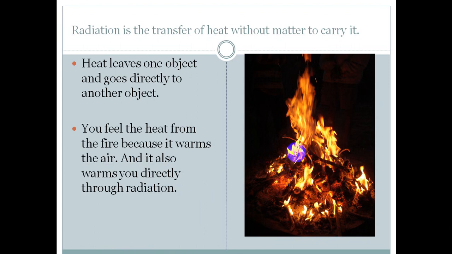You feel the heat from the fire because it warms the air. Is it radiation? No, it's not radiation like this, it's convection. And it also warms you directly through radiation. So when you feel warm while you are sitting next to fire, this is because of two things: convection, when the heat moves through the air, and also radiation, when the fire warms your body directly without hitting the air.